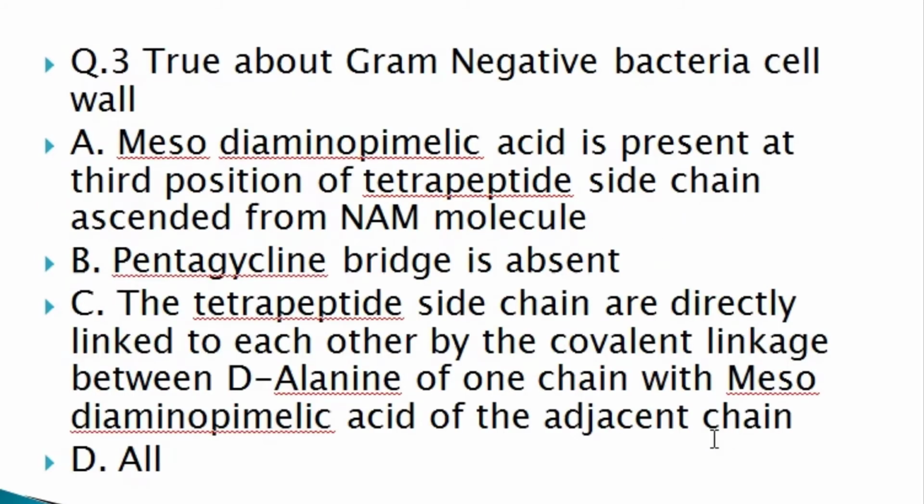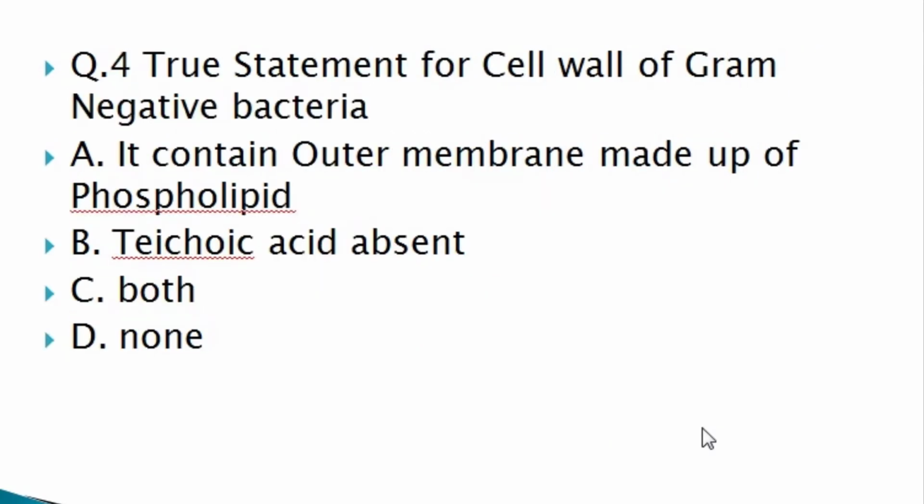Question number 3. True about gram-negative bacteria cell wall: A. Meso-diaminopimelic acid is present at the third position of the tetrapeptide side chain arising from the NAM molecule. B. Pentaglycine bridge is absent. C. The tetrapeptide side chains are directly linked to each other by a covalent linkage between D-alanine of one chain and meso-diaminopimelic acid of the adjacent chain. D. All are correct. Question number 4. True statement for cell wall of gram-negative bacteria: A. It contains an outer membrane made up of phospholipid. B. Teichoic acid is absent. C. Both are correct. D. None are correct.